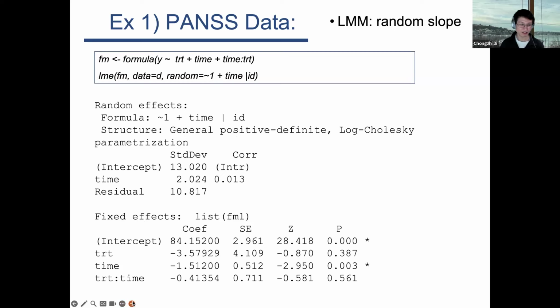First, look at the regression coefficients. For the treatment and time interaction, the coefficient is still about negative 0.4, but the standard error is a little bit different from the random intercept model. Still not statistically significant. And in the random effects part, because we have two random effects, we have the standard deviation for the random intercept, the standard deviation for the random slope, and also the correlation between the two random effects. So you actually have two additional parameters to estimate in this model.